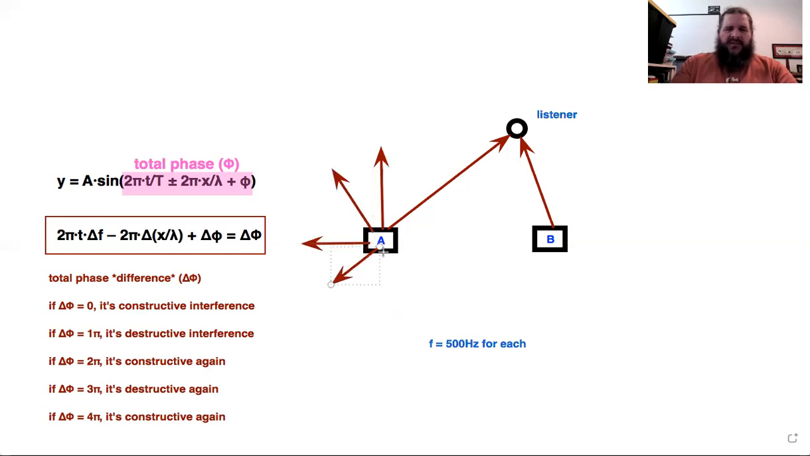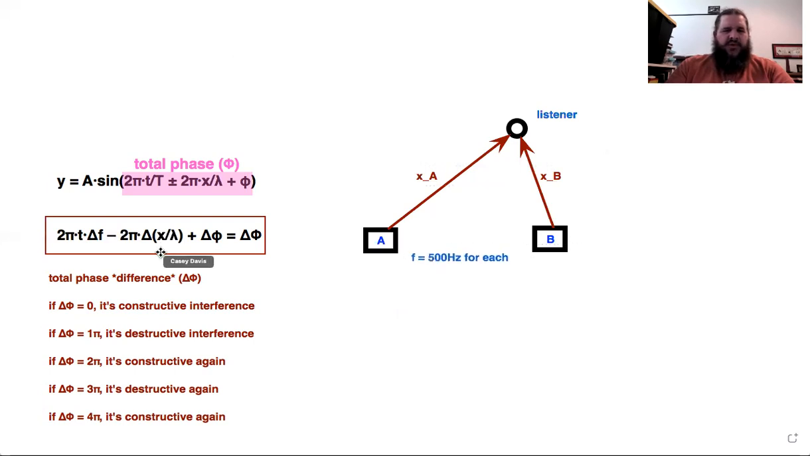So we could, in principle, draw out rays from each of these speakers in all directions. But we don't really need all of those. All we really care about is the sound that gets to the listener's location. So we'd only bother drawing in the rays from each speaker to the listener, each source to the observer. And we could call those distances, let's say x sub A and x sub B, the two different distances traveled by the different waves. So those would be the path lengths. Since those are different, that's going to be the most important factor in the total phase equation here.